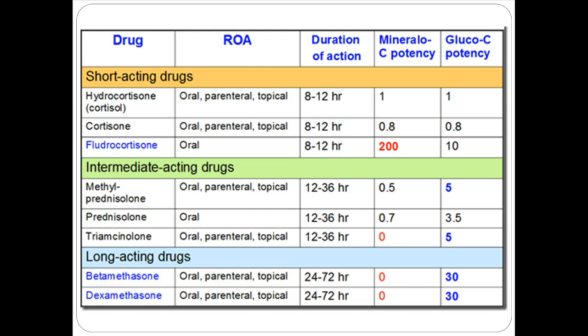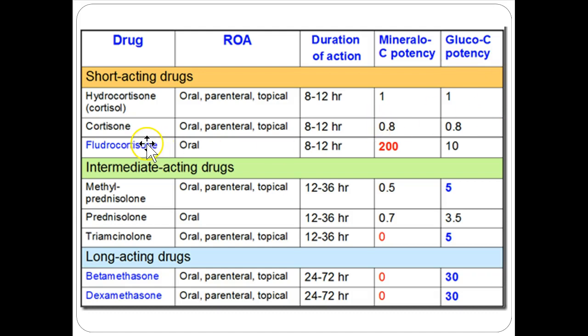All right, so talking about the drug specifically, hydrocortisone is structurally identical to cortisol. It comes oral, parenterally, topically. You can give it a number of different ways, but basically you get 8 to 12 hours of action. It's a 1-to-1 mineralocorticoid and glucocorticoid potency, so again, it's the endogenous substrate. It is the same thing, chemically identical. It's just a pharmacologically produced version of it.